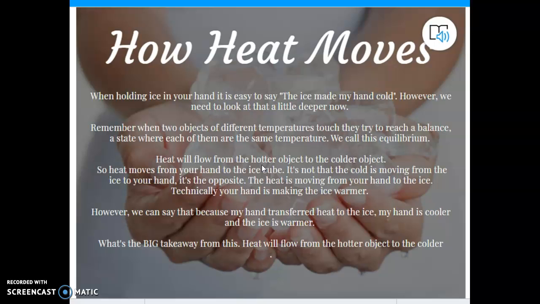So what's the big takeaway out of all this? Heat moves from a warmer object to a cooler object. And we're going to go back and change those words. So if you pop into the Zoom tomorrow, you will see that has been changed. Moving from the warmer object to the cooler object.